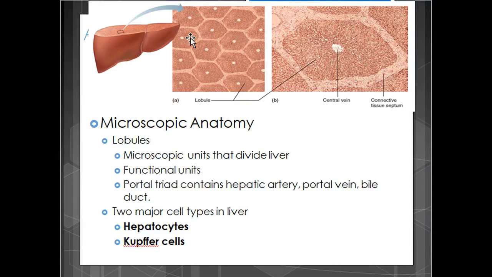This is the counterpart of the nephrons in the kidney, right? Because the functional units of the kidney are the nephrons. But when we are speaking of the liver, its functional units are the lobules. The liver is divided into microscopic units called lobules, which are six-sided structures. These lobules are responsible for all metabolic and excretory functions performed by the liver. There are two major cell types that are found in the liver.